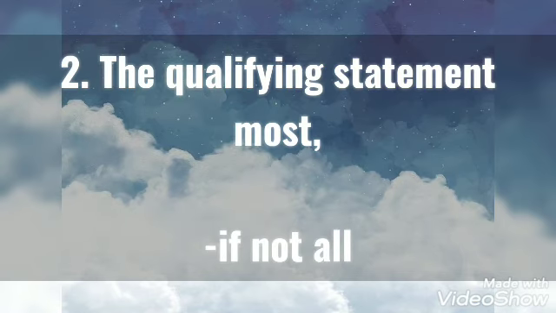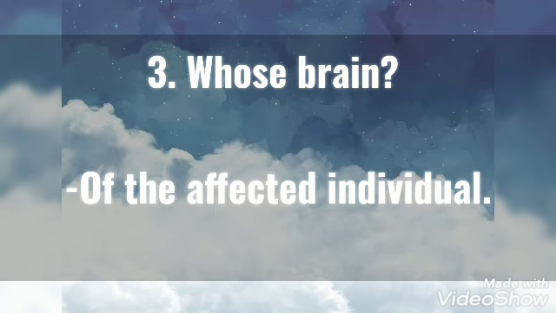2. The qualifying statement: most, if not all. And 3. Whose brain: the brain of the affected individuals. The key to understanding a complicated sentence is to unravel it, identifying its core parts and analyzing how each additional phrase or fact modifies the meaning of the core. The following steps are useful.